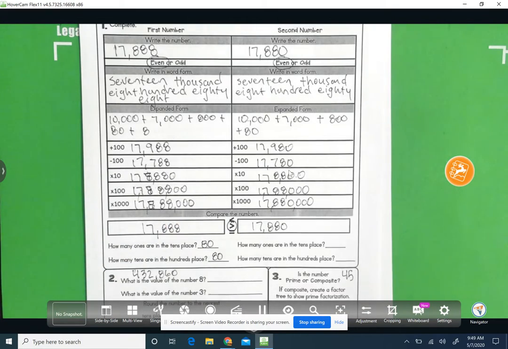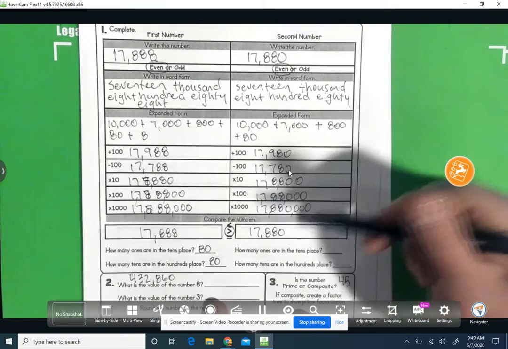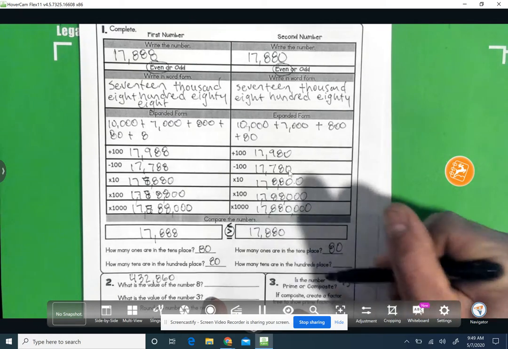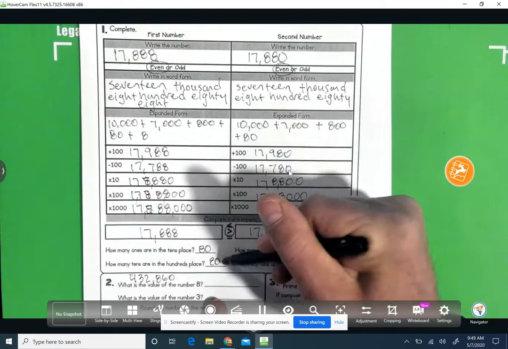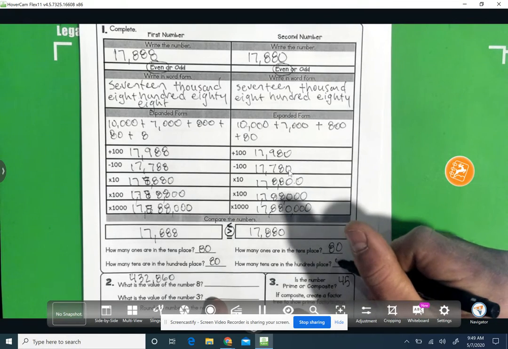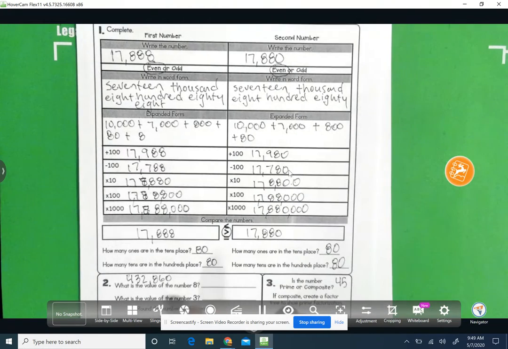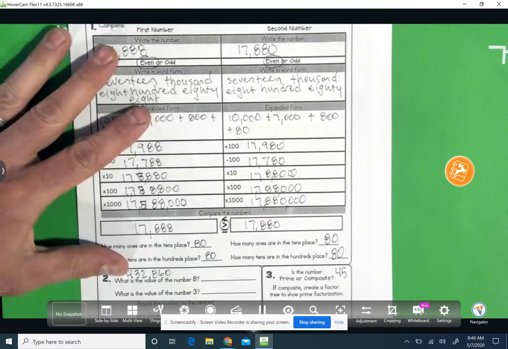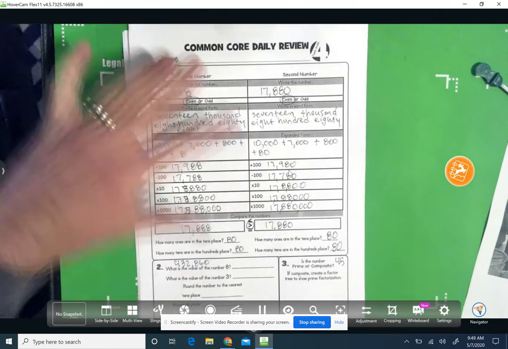How many ones are in the tens place? Well, we have another 8, so it's 80 ones. And then in the hundreds place, the digit's the same, so we can essentially copy: 80 times 10 is going to get us the 800, which is the value of the 8 in the hundreds place. Okay, all righty, moving on.